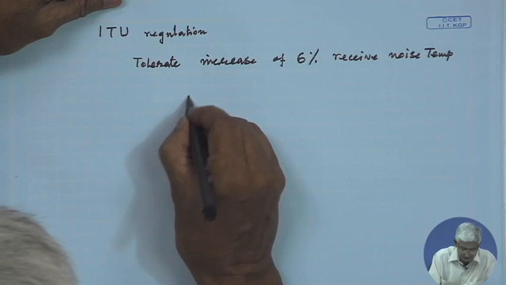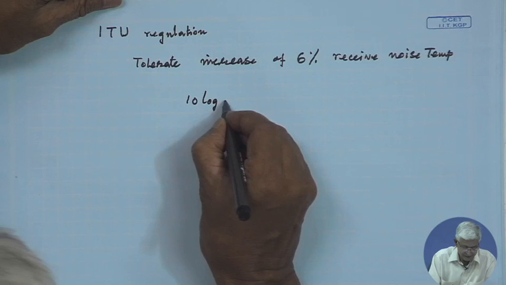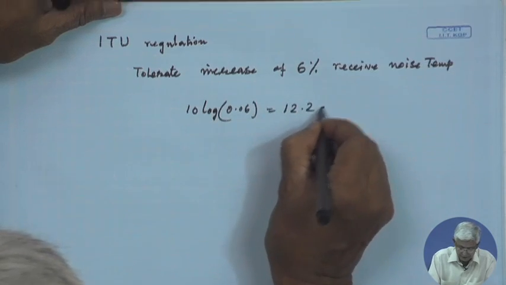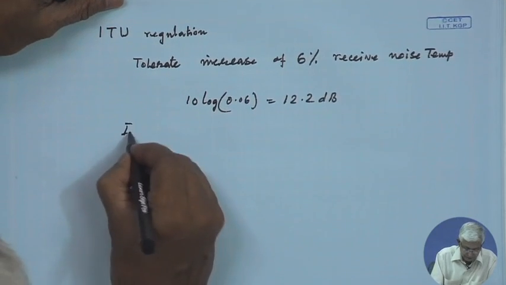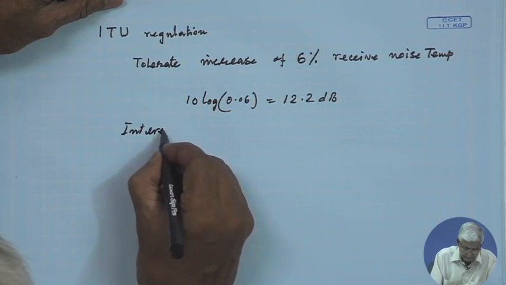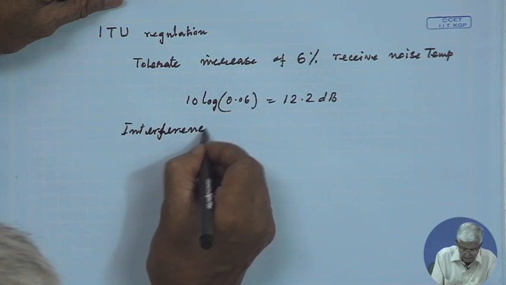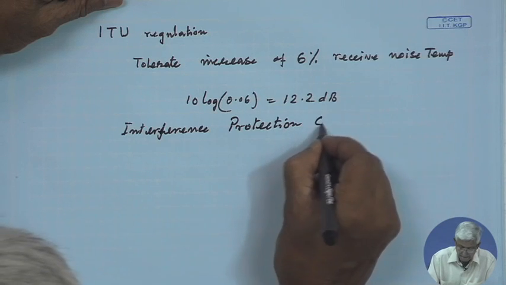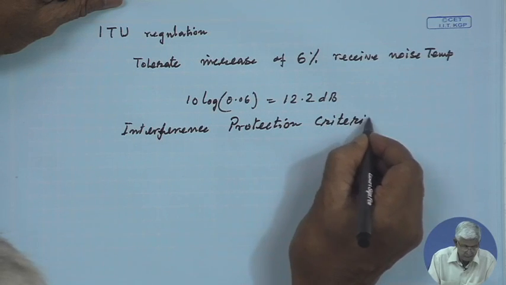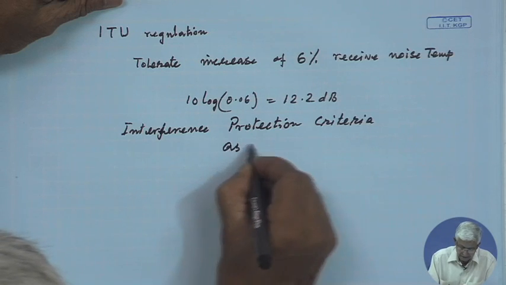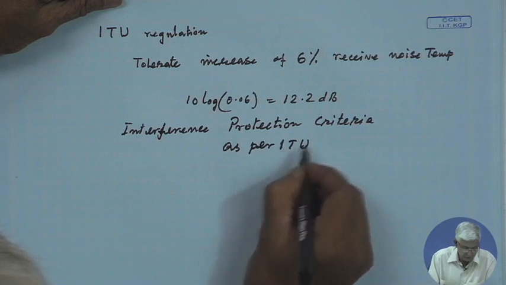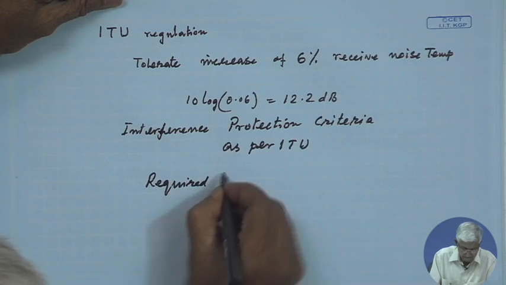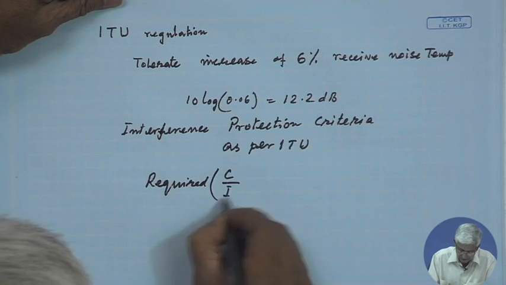So 6%, if you convert into logarithmic, 10 log of this 6%, which is 0.06, becomes 12.2 dB. So the interference protection criteria as per ITU is the required C by interference, as I call it.